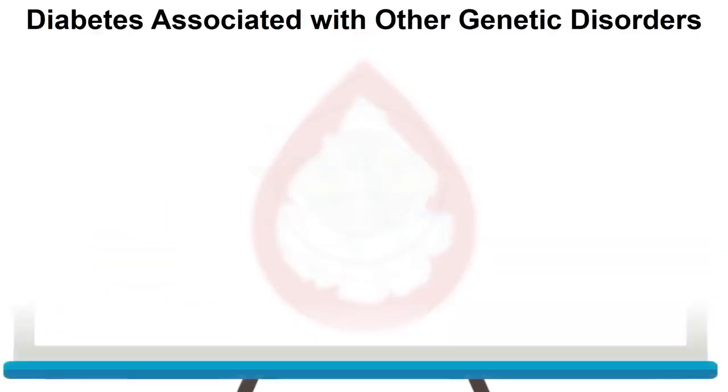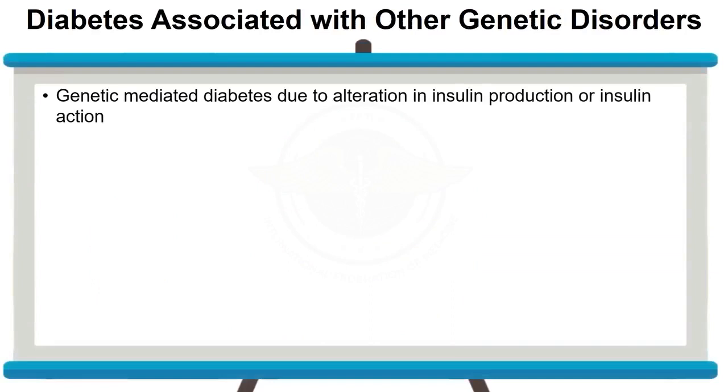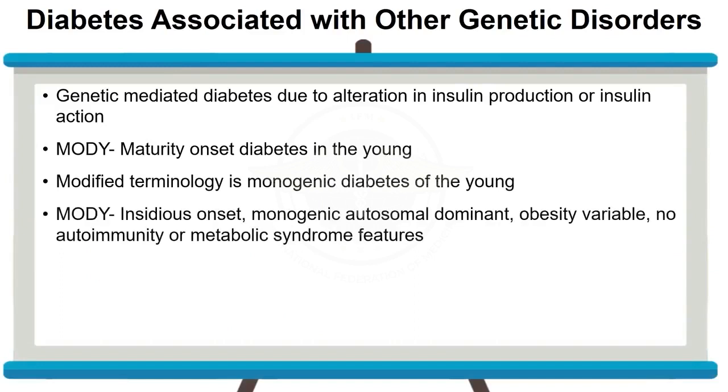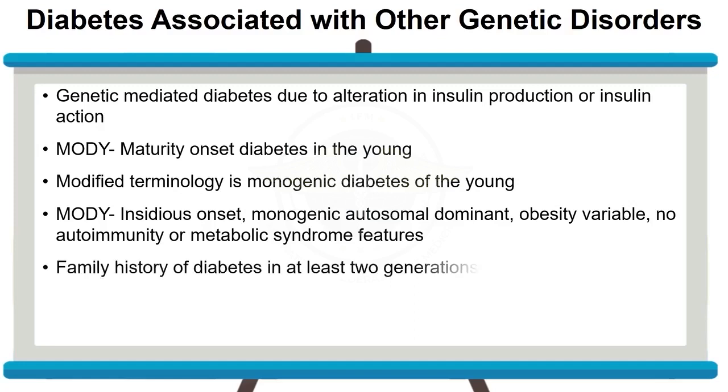Now the third group, the rare group, is due to genetically mediated diabetes, due to alteration in insulin production or insulin action. These are very minimal. The commonest one is what is called MODY, maturity onset diabetes in the young. Now it has been named as monogenic diabetes of the young. There are about 8 to 9 types due to alteration in genes, where the insulin sensing genes and insulin transportation genes may all be affected. Usually there is a strong family history of this MODY. Parents on both sides will have it, at least 2 generations on both sides, and they will not usually be very obese.